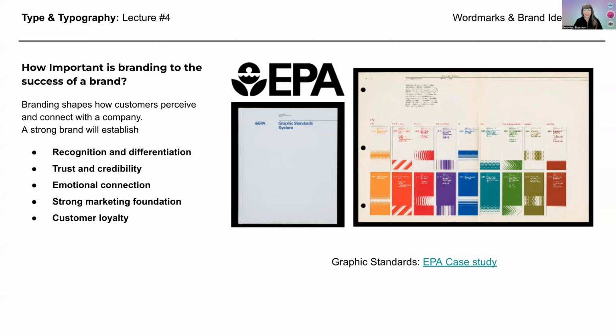One of my favorite cautionary tales in the lessons of branding and word marks is the EPA case study on the graphic standard system created by Chermayeff, Geismar, and Haviv. This brand guideline was implemented to bring together a diverse body of offices that were spread all across the United States, and each office was dealing with different issues connected to the environment.